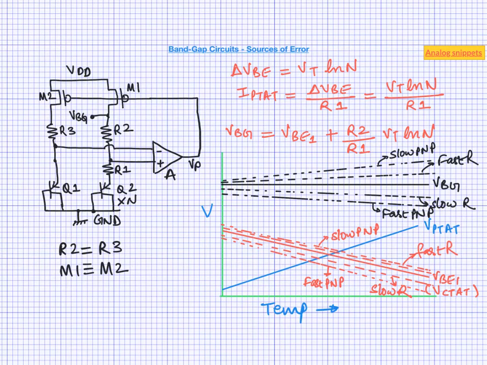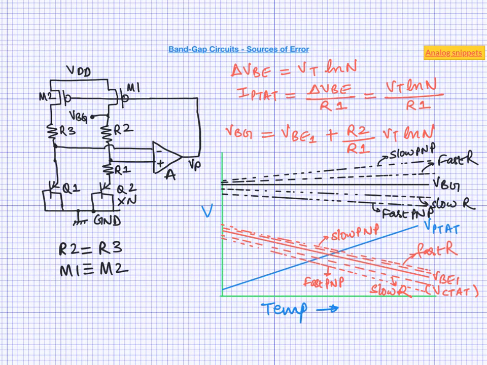So in summary, BJT process variation has more effect on bandgap voltage, but it has negligible effect on the PTAT current. Now if we add the effect of process variations of BJTs and resistors, then we can get somewhere around 15 to 25 millivolt error in VBG at the high temperatures. So that is roughly about the error of 1 to 2%.